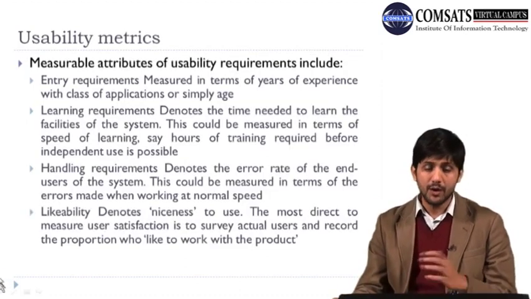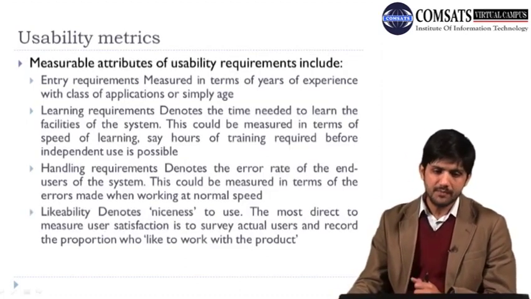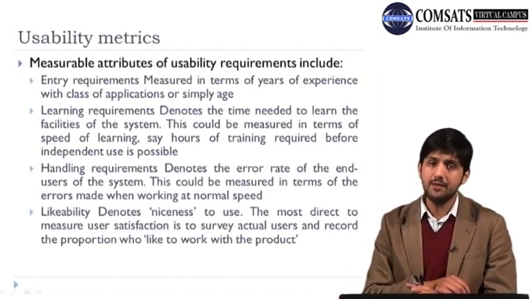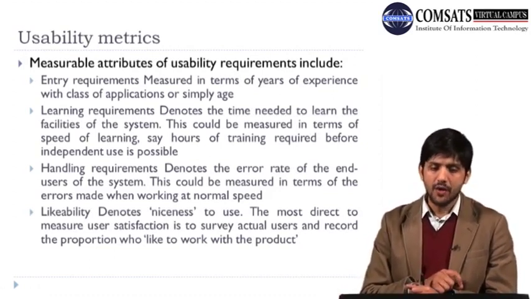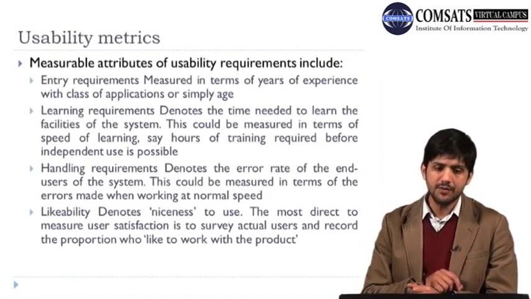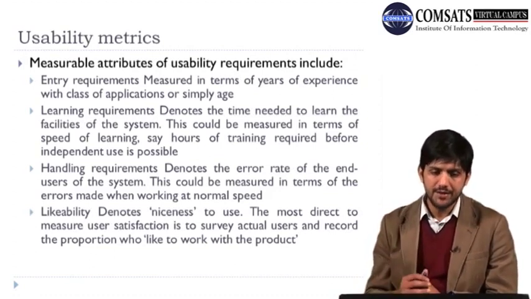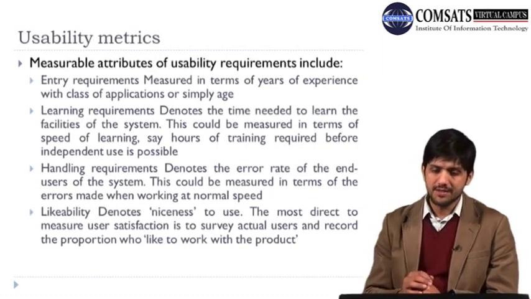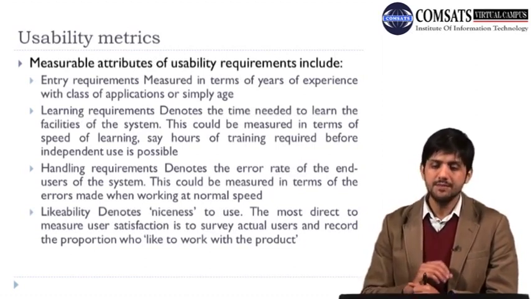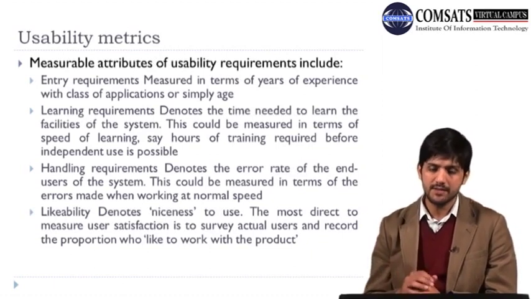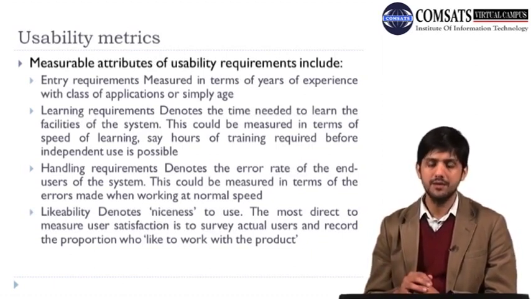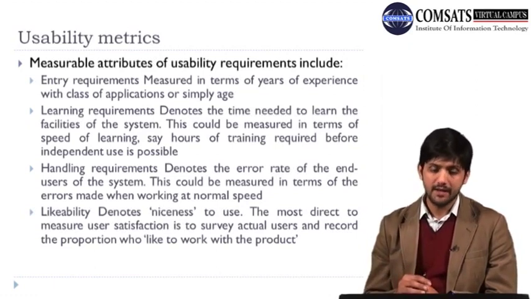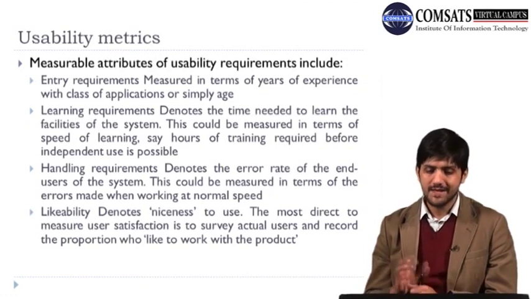So finally, what are these usability metrics? Measurable attributes of usability requirements include entry requirements, measured in terms of years of experience with the class of application or simply age. Learning requirements denote the time needed to learn the facilities of the system. This could be measured in terms of speed of learning, say hours of training required before independent use is possible. Handling requirements denote the error rate of the end user of the system. This could be measured in terms of the errors made when working at normal speed. And likability denotes niceness to use.